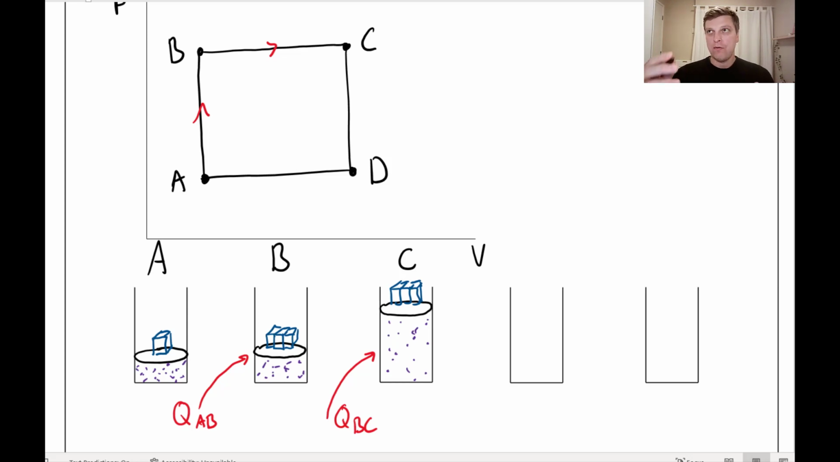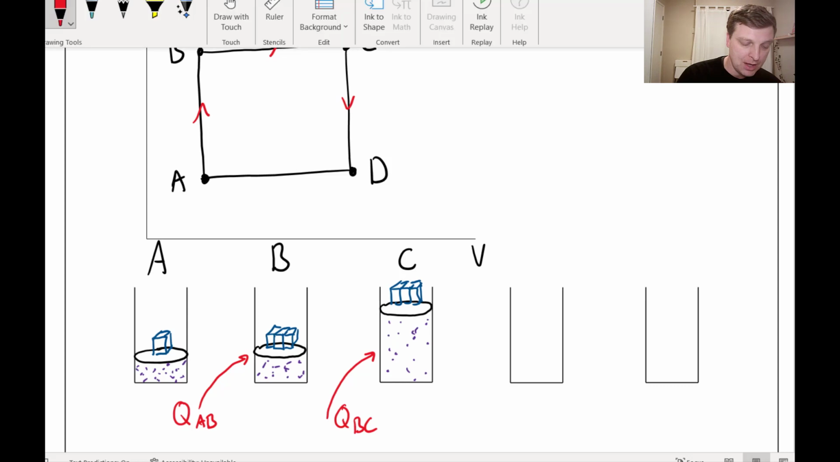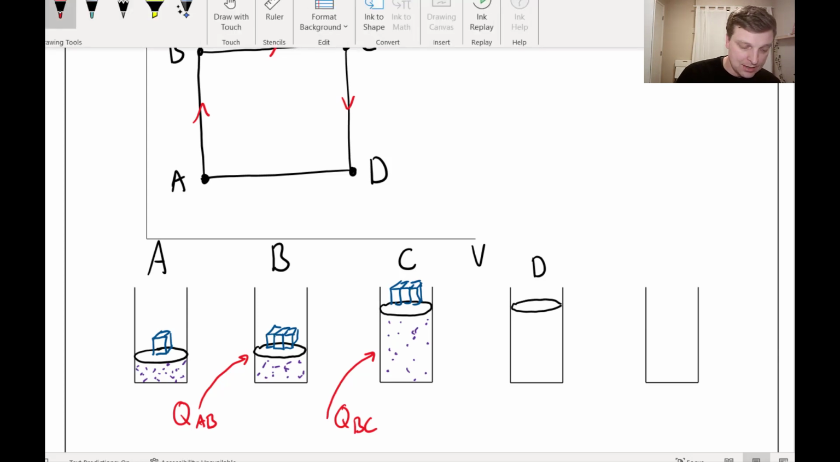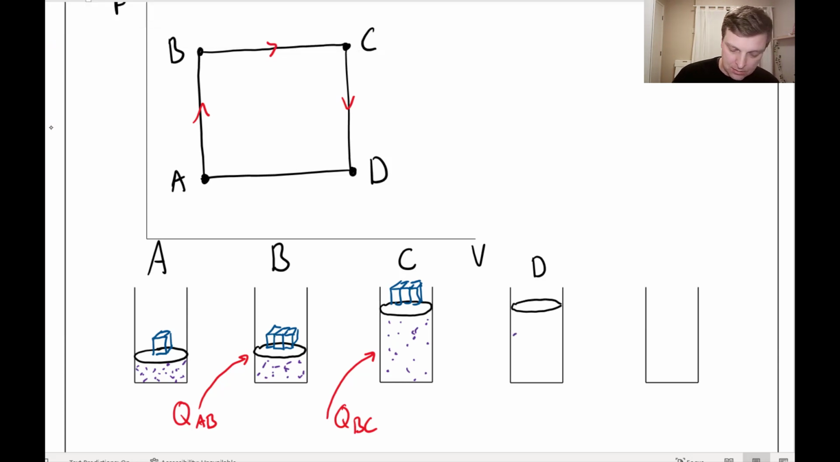Okay, so now we're going to go from C down to D. And you can see that as I move from C to D, I'm going to drop in pressure, but I'm going to keep the volume the same. So here I am at step D. I've decreased my pressure, but I'm keeping my volume the same. So the piston is still elevated like that, and the gas is still inside the piston. So that hasn't changed, but I'm now at a lower pressure.